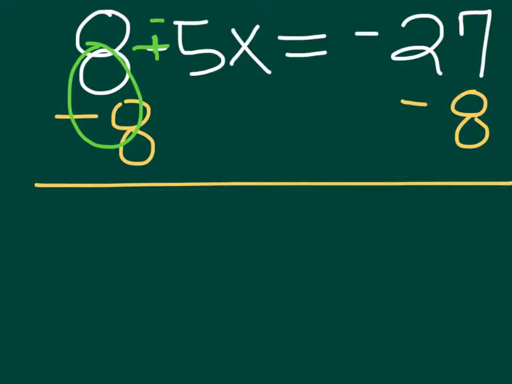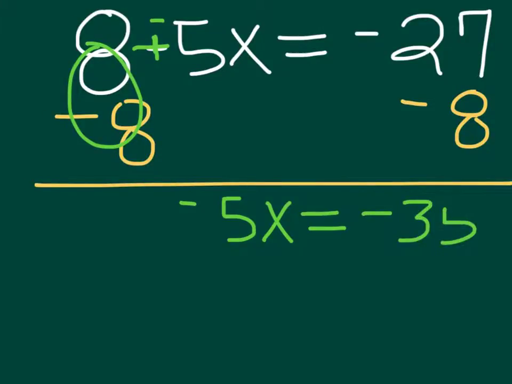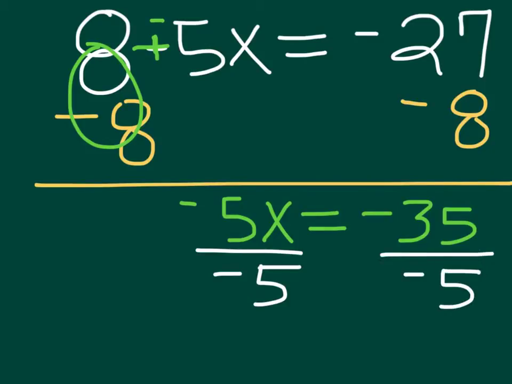And all we're left with is negative 5x on the left side. And that's equal to negative 27 minus 8, which is negative 35. Now x is being multiplied by negative 5, and we can undo the multiplication with the inverse operation of division. So we'll divide both sides by negative 5, and x is equal to positive 7.